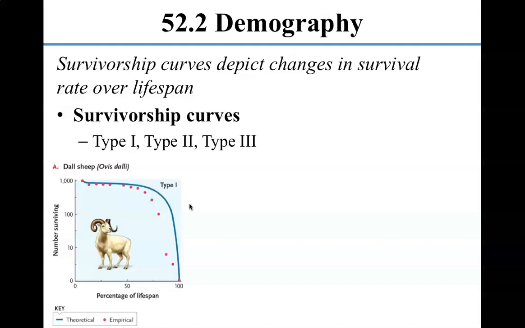So the majority of human babies that are born are going to live into their 60s, 70s, and not until they get into their 80s and 90s do we see mortality rate go up. Why would a species display a type 1 survivorship curve? Well, there's lots of reasons.